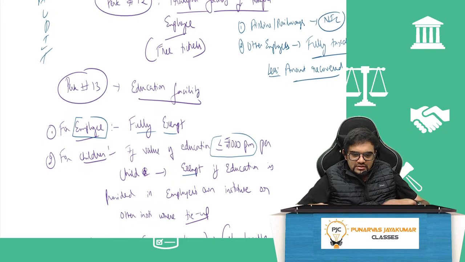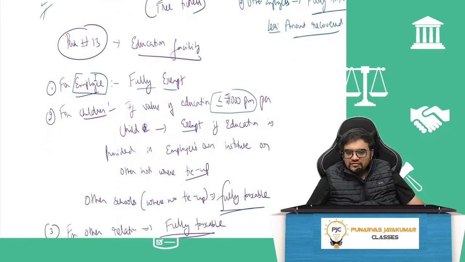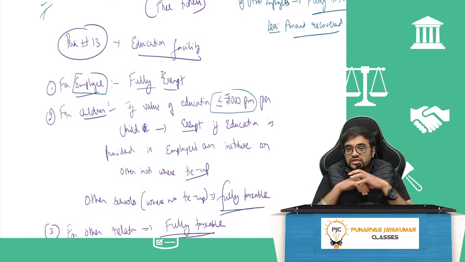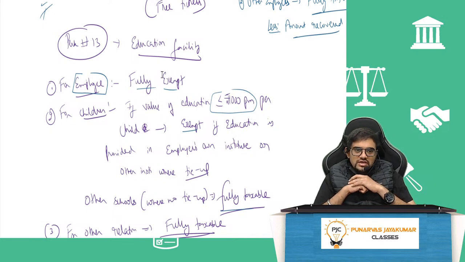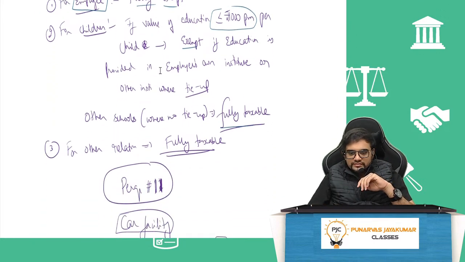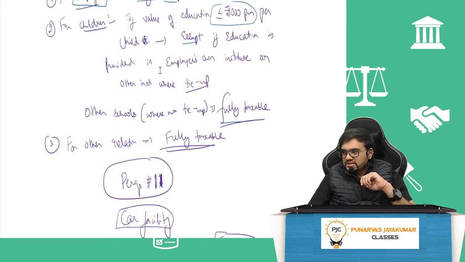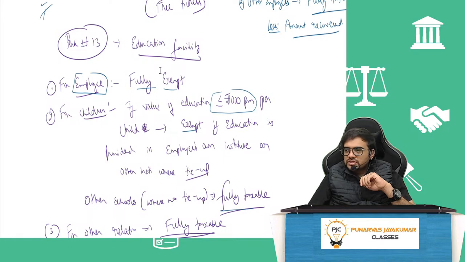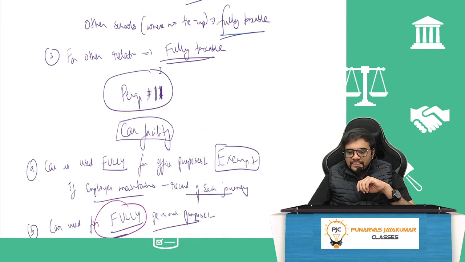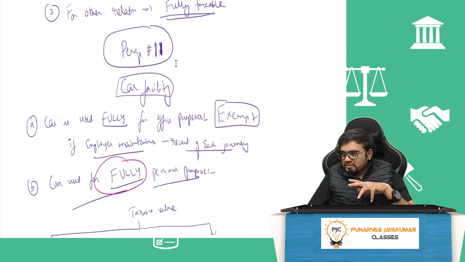Education facility. For employee, it is fully exempt. If they are giving you education facility for the education of the employee, then for the employee, fully exempt. Employee's children: if the value of education is less than or equal to 1000 rupees per month per child, exempt, if education is provided in employer's own institute or any other tie-up if it's there. Other schools where there is no tie-up, fully taxable. For any other relatives, fully taxable. It's anyway useless. And that too, 1,000 rupees per month, where it is impossible now. For nursery only, it's some 1 lakh or something, right? Yes.